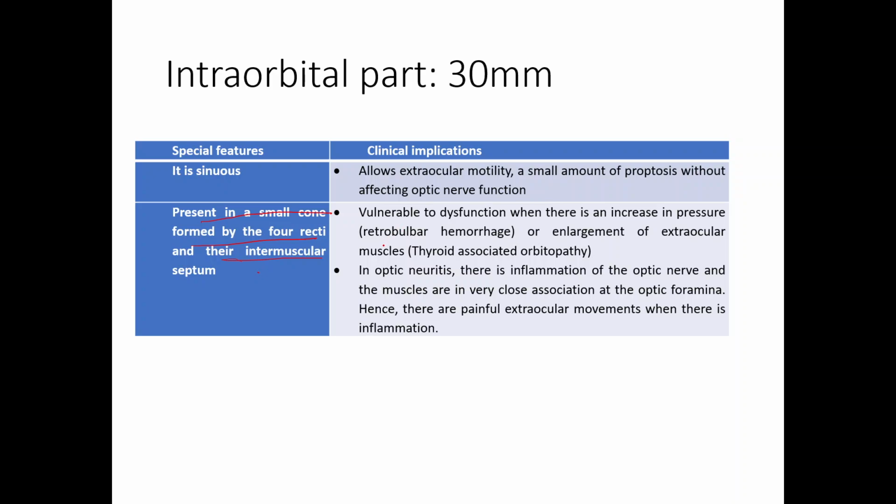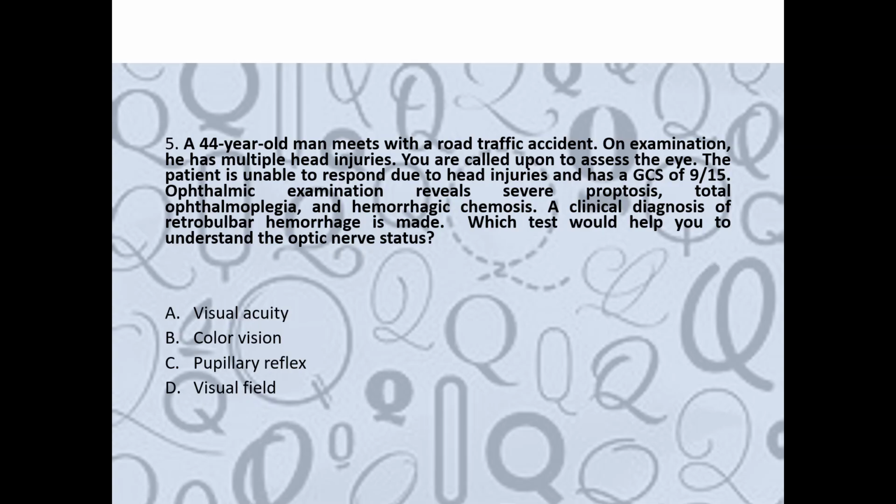The causes for this are retrobulbar hemorrhage and thyroid associated orbitopathy. When there is enlargement of extraocular muscles, it can press on the optic nerve. Also, in optic neuritis, there is inflammation of the optic nerve sheath and the muscles are in very close proximity to the optic nerve, and there can be painful extraocular movement. So this is the reason why you get painful extraocular motility just before or during optic neuritis. So next, go to the next question.